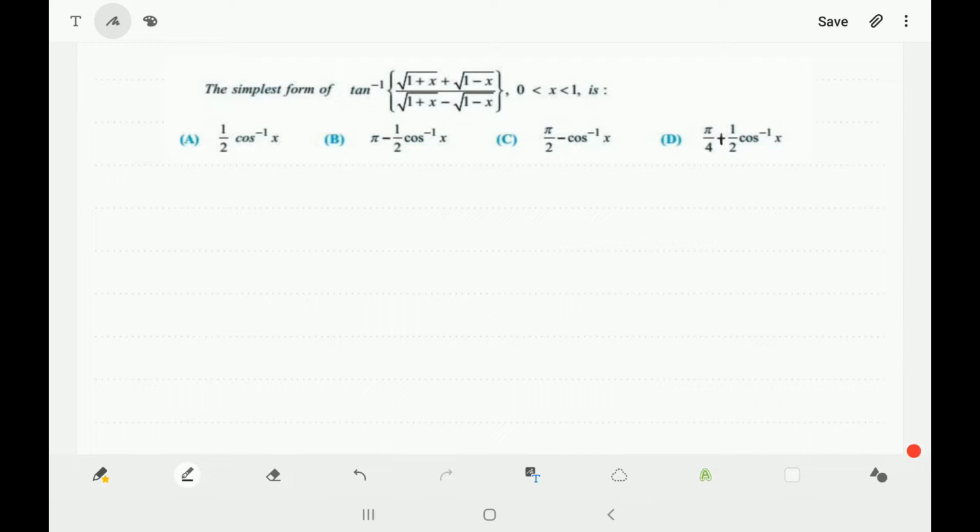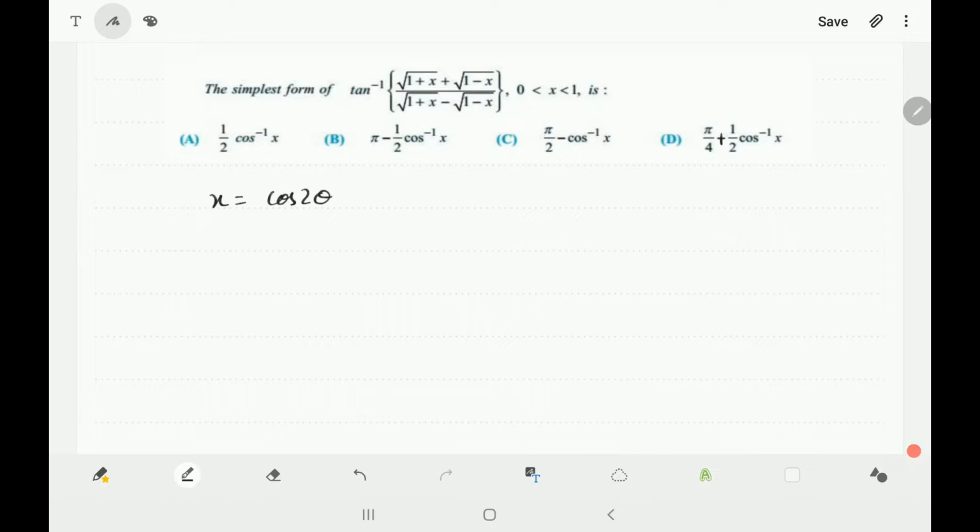In this problem we have to simplify this term: tan inverse of under root of 1 plus x plus under root 1 minus x upon under root of 1 plus x minus under root 1 minus x, if x is from 0 to 1. Okay. Now what you need to do is, if you remember trigonometric substitution, we will be substituting x as cos 2 theta.